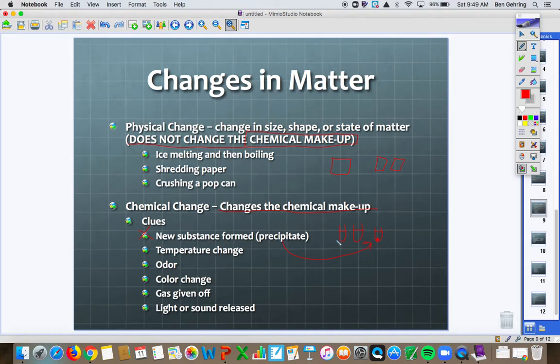If the solution of these 2 mixtures put together heats up or cools down, that's a chemical change. Something had to cause that temperature change. If they stink when you mix them, another chemical change. If they change color, likewise, I'm still changing things. If gas is given off, so when I burn something, there's gas given off. That's a chemical change. And if light or sound is released, that is also an indicator that a chemical change has taken place.